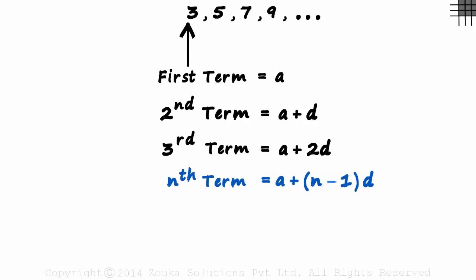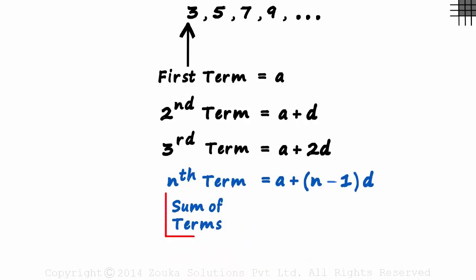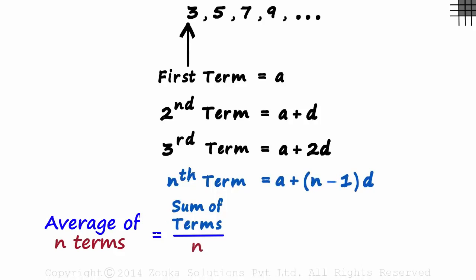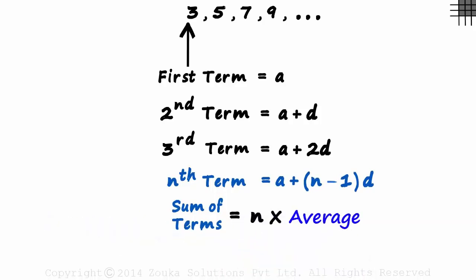Now that we have seen individual terms in a sequence, we can get to the sum of their terms. How do we find the sum of all the terms in a sequence? Think of it in terms of average. The average of n terms will be the sum of terms over n. So the sum of terms will be n times the average.